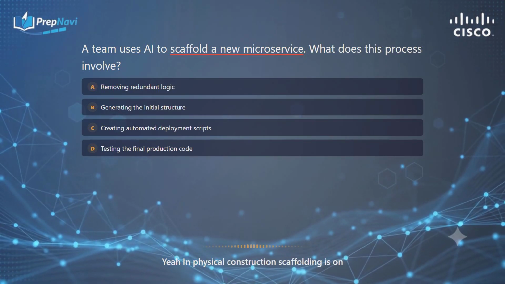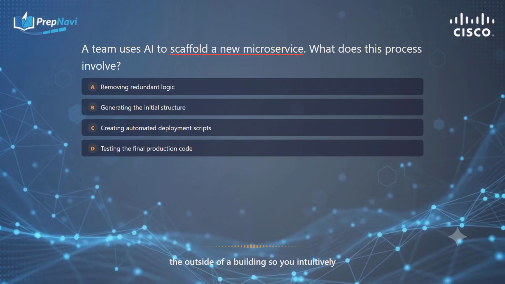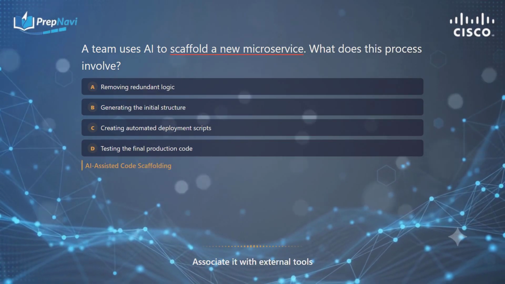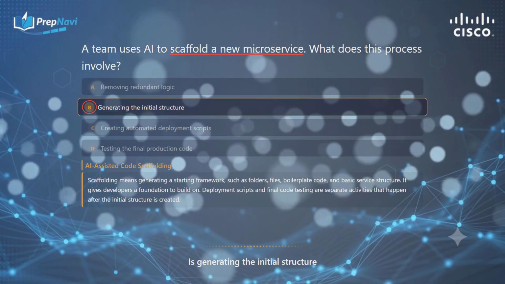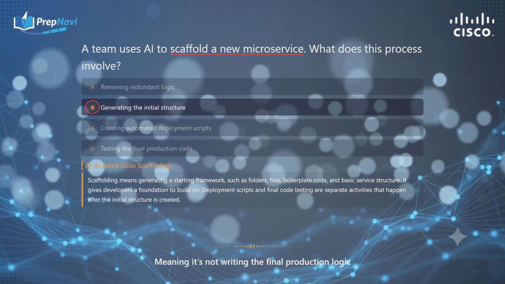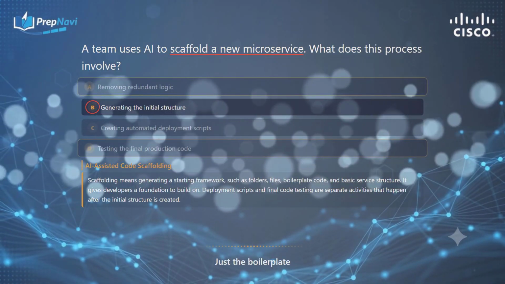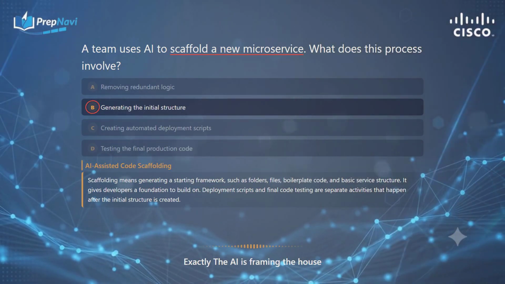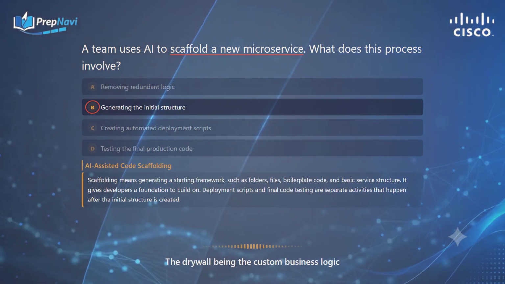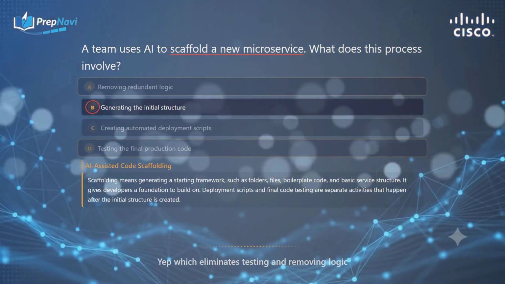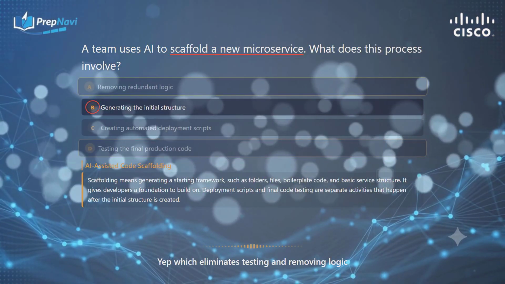Yeah. In physical construction, scaffolding is on the outside of a building, so you intuitively associate it with external tools. Oh, that makes sense. But in software design, the right answer is generating the initial structure. Meaning it's not writing the final production logic, just the boilerplate. Exactly. The AI is framing the house. It's putting up the wooden studs so developers can hang the drywall later. The drywall being the custom business logic. Yep. Which eliminates testing and removing logic.